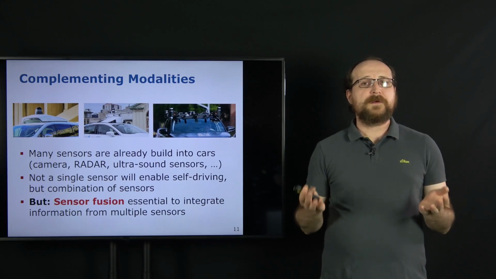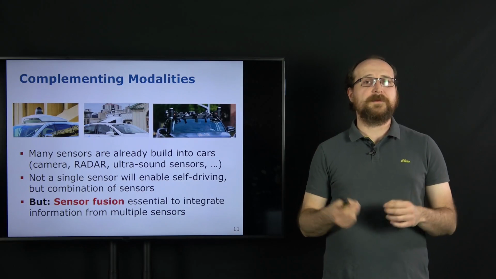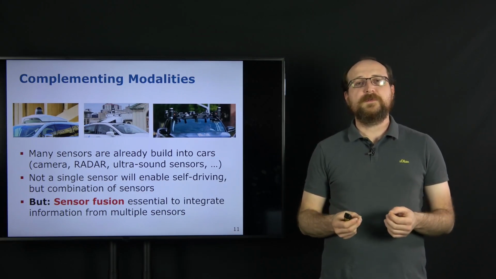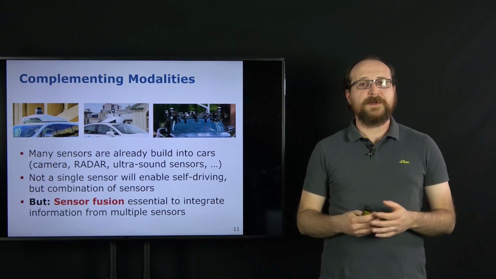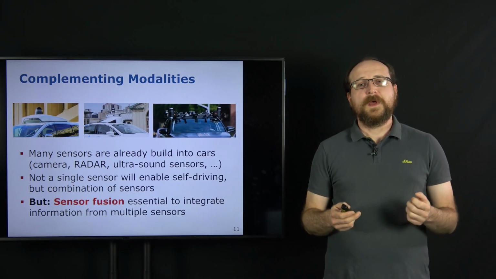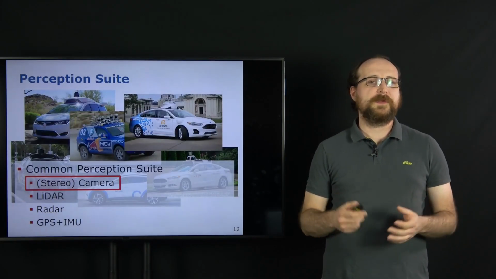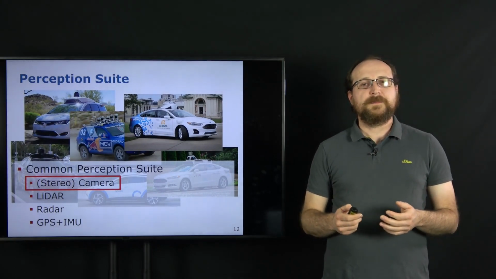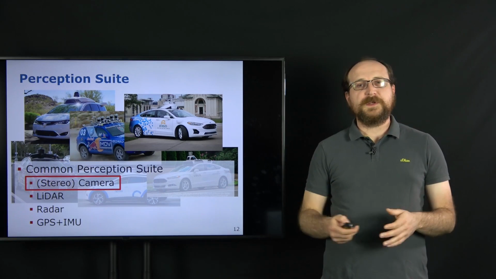Here you have to aggregate the maybe contradicting information from different sensors in a clever way, such that it allows you to reason about the surrounding environment. And this is a really hard task, but it will not be covered here in the lecture. In this lecture, we are mainly focusing on the camera part. So that means we are talking about perception using RGB cameras.